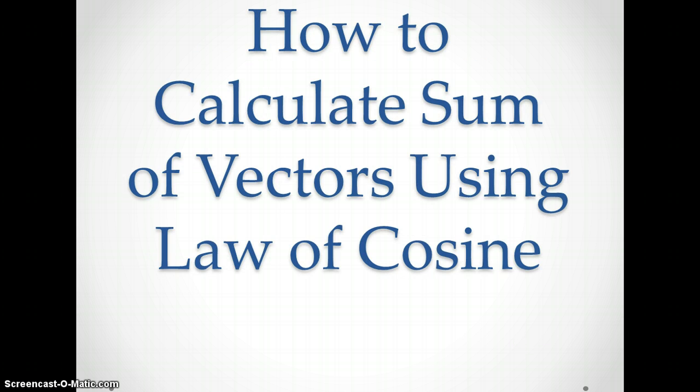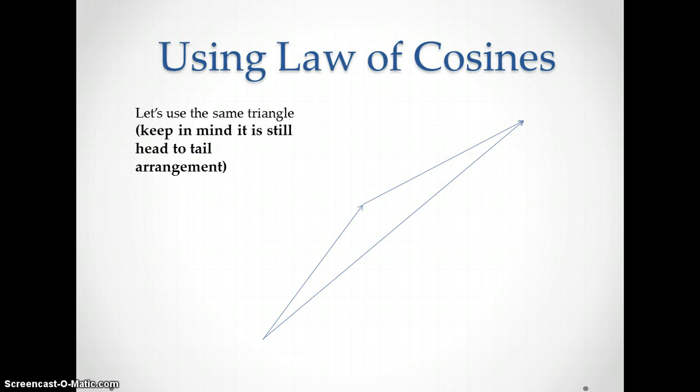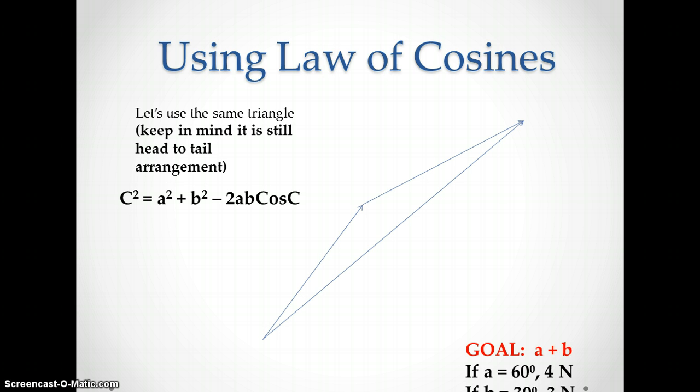How to calculate the sum of vectors using the law of cosines. Using the law of cosines, we're going to use the same triangle as we did in the component method, and keep in mind that it's still a head-to-tail arrangement. We already know the equation for the law of cosines, and we already know our goal. We know that vector A is 60 degrees, vector B is 30 degrees, and we know that vector C is there.